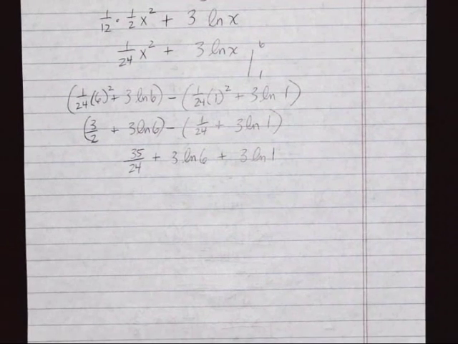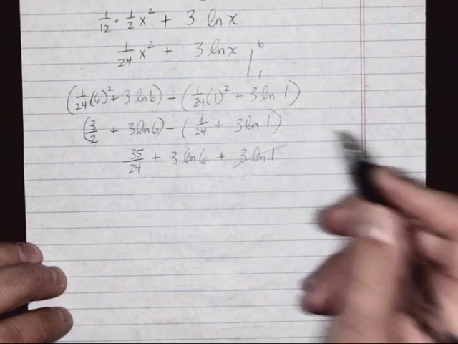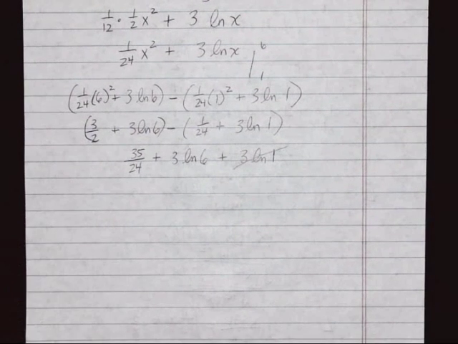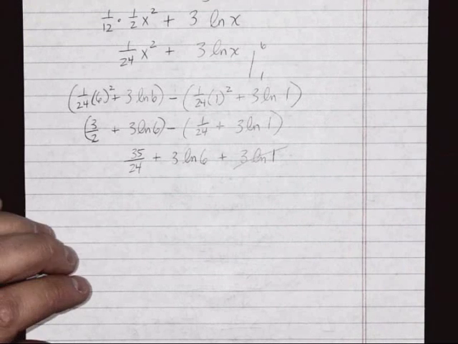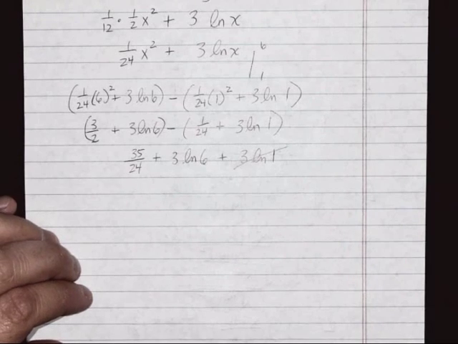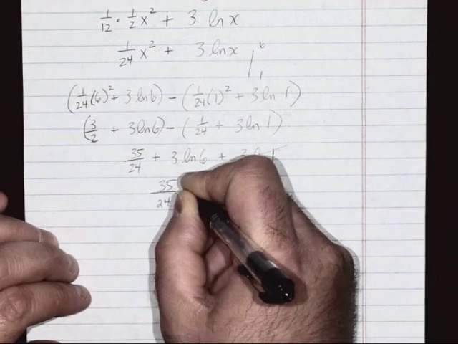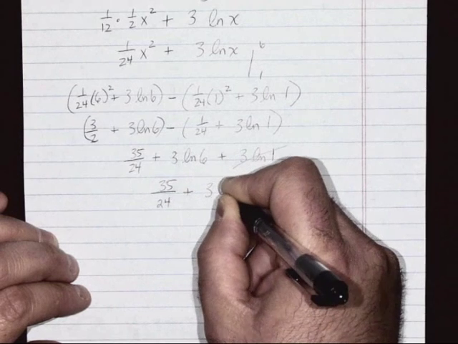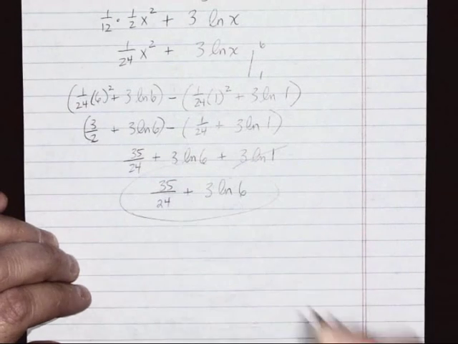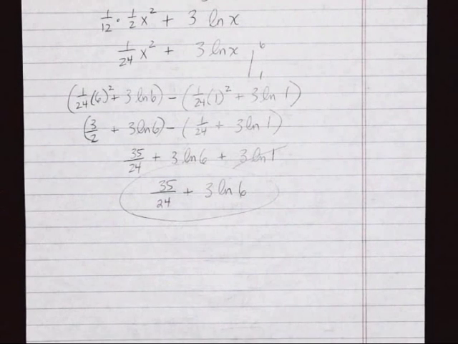Okay, ln of 1 is 0. So this whole thing basically just goes to 0. That's going to cancel out. And so we're left with 35 over 24 plus 3 ln of 6. And of course that's going to be our exact answer for that particular problem.